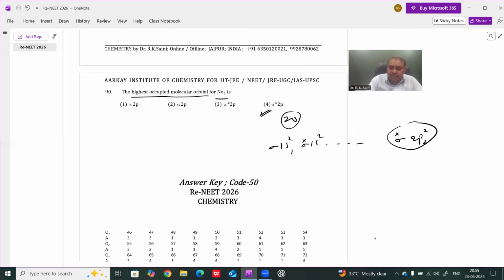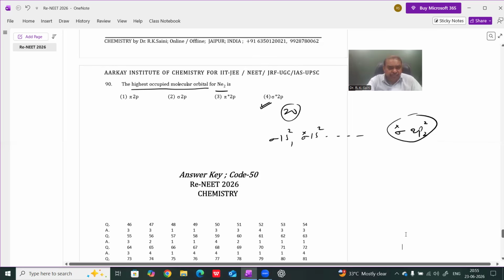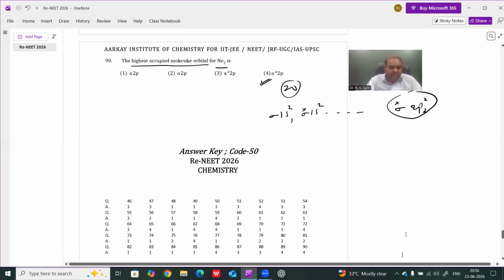Answer 4. This is your paper and answer key of code number 50. Okay. Thank you.